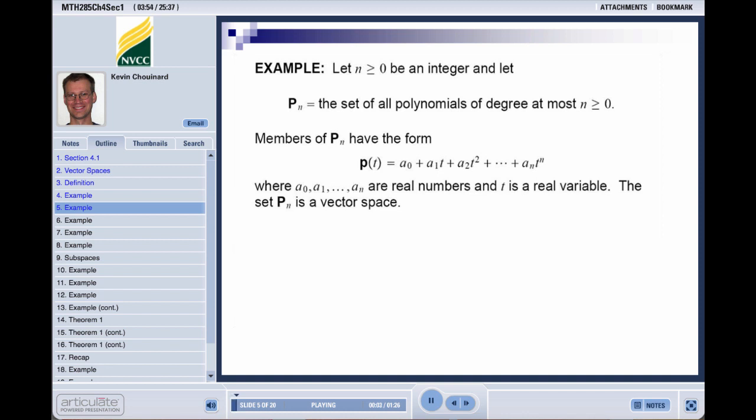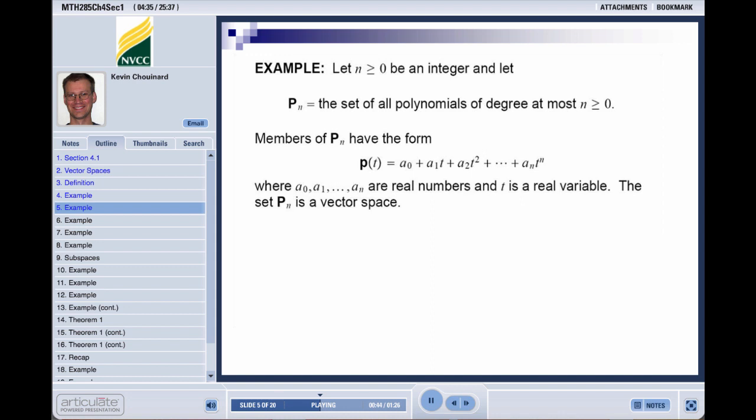Here's another example of a vector space. Let n be an integer greater than or equal to 0, and let P sub n be the set of all polynomials of degree at most n. Members of P sub n are going to have the form p(t) = a sub 0 plus a sub 1 times t plus a sub 2 times t squared, etc., all the way through a sub n times t to the n power. So a sub 0, a sub 1 through a sub n are your real number coefficients on your polynomial, and t is a variable that represents a real number.